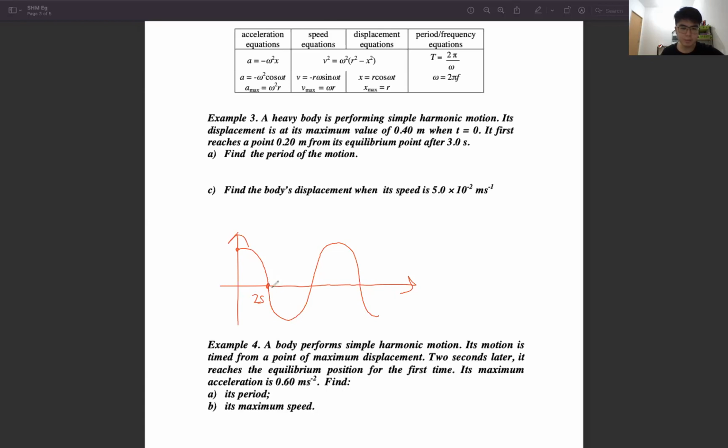This is a quarter of the period. Four times this one. Okay, so period equals 2 times 4. 2 seconds, 2 seconds, 2 seconds, 2 seconds. So 8 seconds is the answer for A.